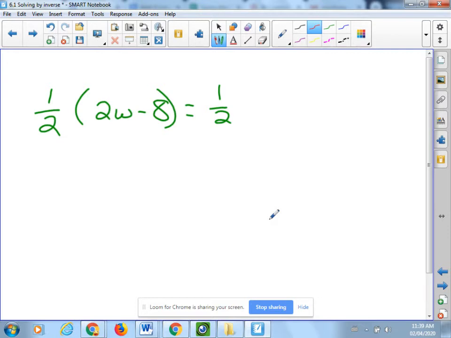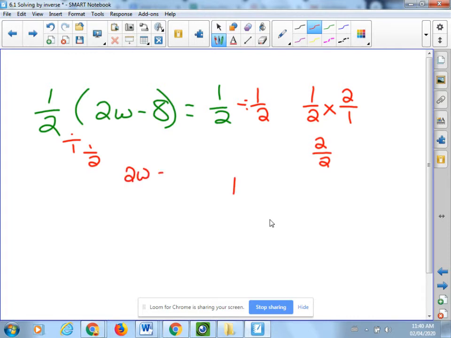So if I have a question like this, where 1/2 is being multiplied on the upside, that means the opposite would be to divide by 1/2. And what I do to one side, I do to the other. We need to remember that when we are dividing, we are actually multiplying by the reciprocal, which gives me 2 out of 2, which actually equals 1. So I'm left with 2w minus 8 is equal to 1.